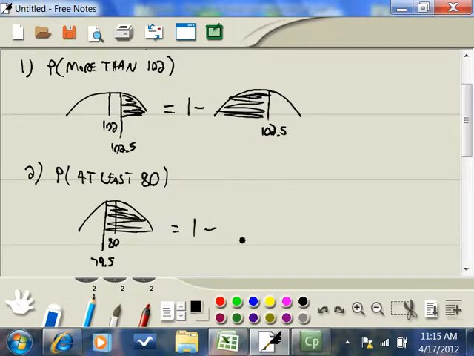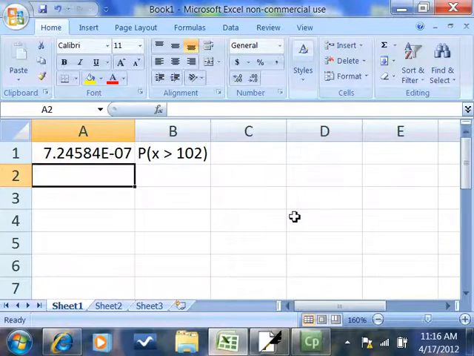To put anything into Excel, it has to be shaded to the left, though. So I'm going to come over here. Here's my 79.5. 1 is everything. So if I subtract off everything shaded to the left of 79.5, that'll leave me the shading to the right. So that's how I'll plug it in.